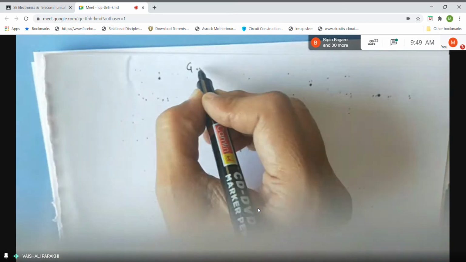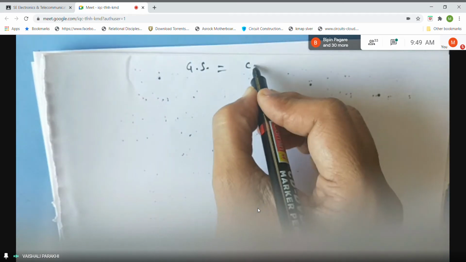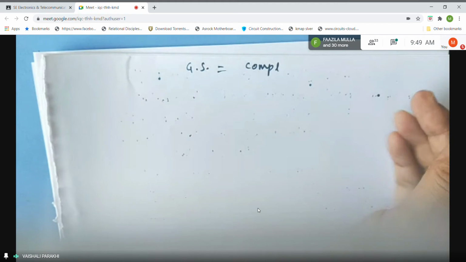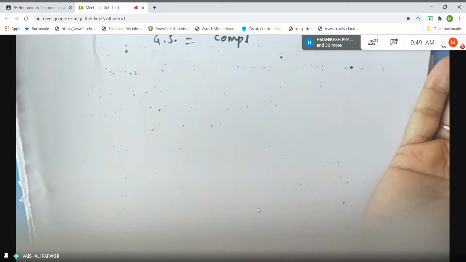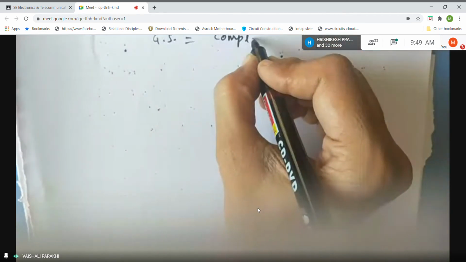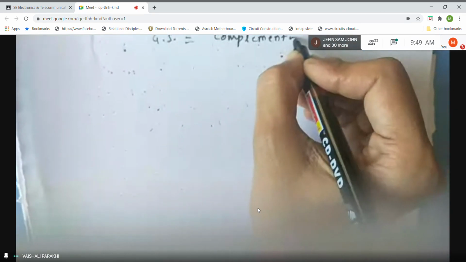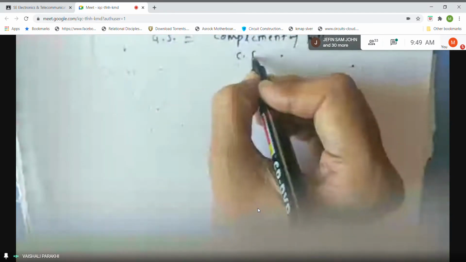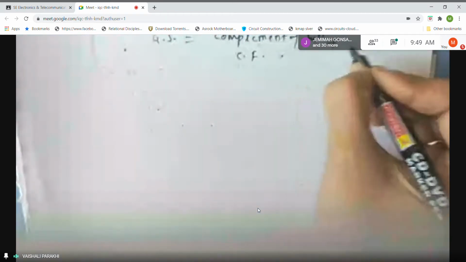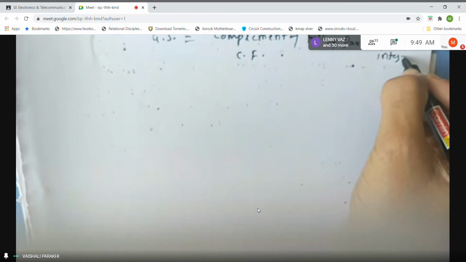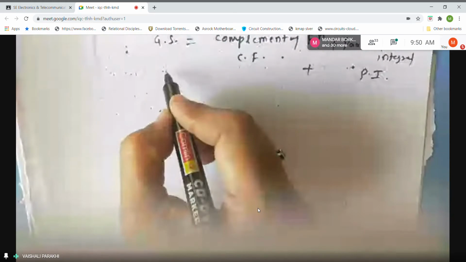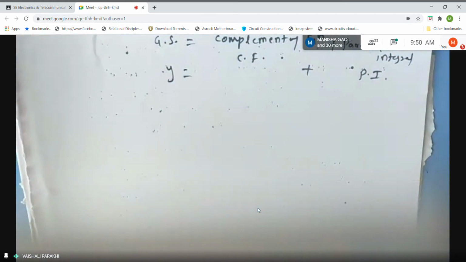When you find out the general solution, students, there are two parts. One is called as, see, for the new students, I am repeating this, and for the other students also, if you have forgotten this part, it is complementary function. You used to denote it by C.F. plus particular integral, which is denoted by P.I. So sum of these two is called as the general solution. General solution means left hand side is y, right?